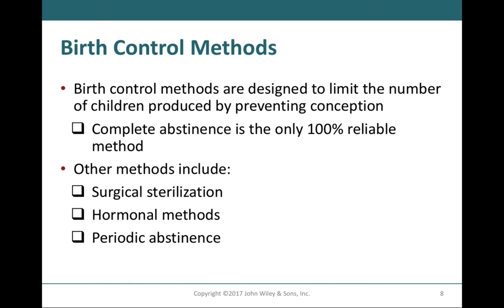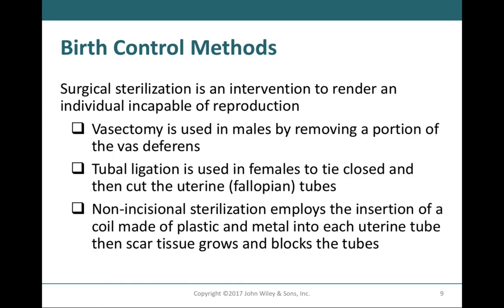Now, the last major concept that we're going to cover in regards to the reproductive systems are a few birth control methods that can be used to prevent conception. We're going to talk about a few different methods, including surgical sterilization, different hormonal methods, as well as abstinence. It's important to note that abstinence is the only 100% reliable method out of all of these, but we will come to find that there's quite a bit of efficacy to many of these other methods. The first group that we're going to discuss is sterilization.